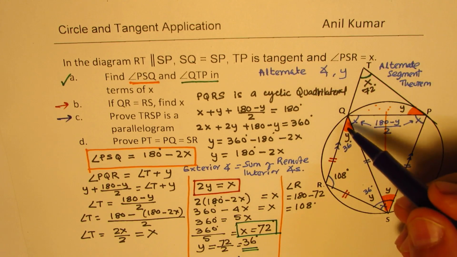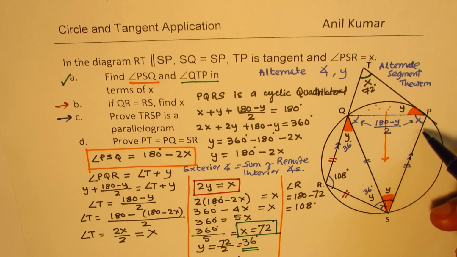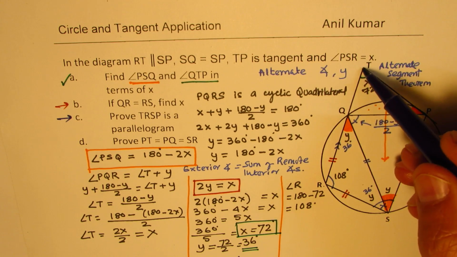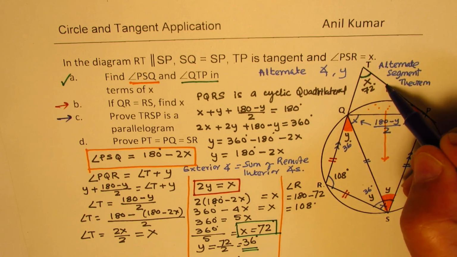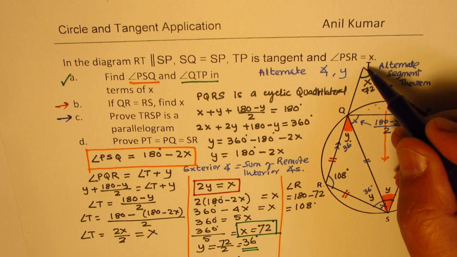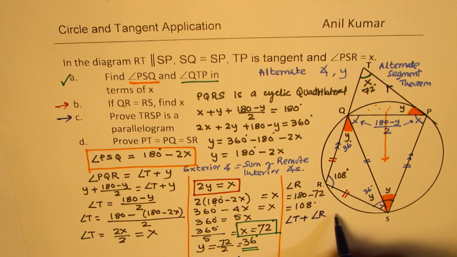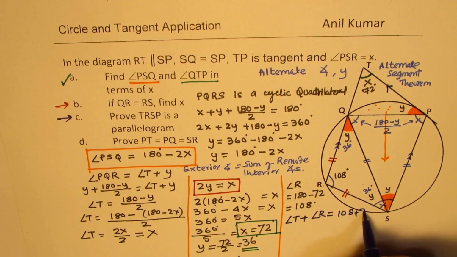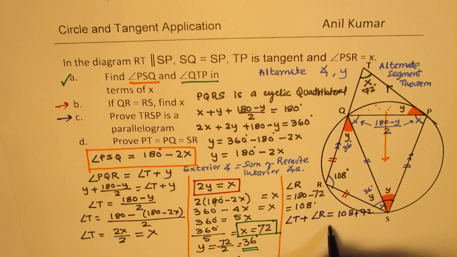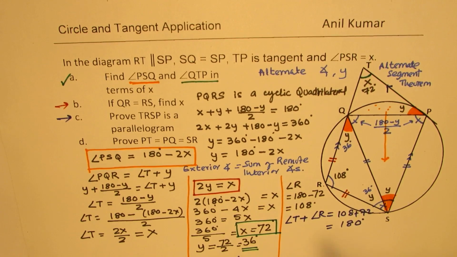Now, we already know that these two sides are parallel, right? We have to prove these sides as parallel, right? We are looking into these sides. Now, what you notice here is that angle T plus angle R is equal to 108 plus 72. So basically this angle is equal to 180 degrees, right? I wrote in a different order, but 180 degrees.